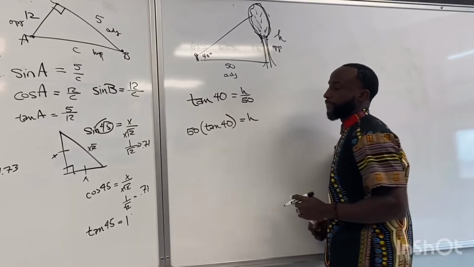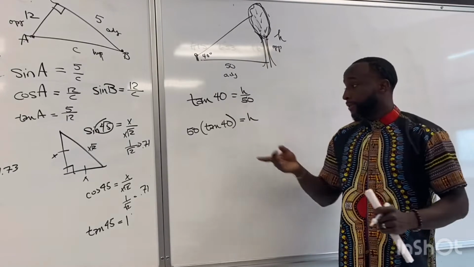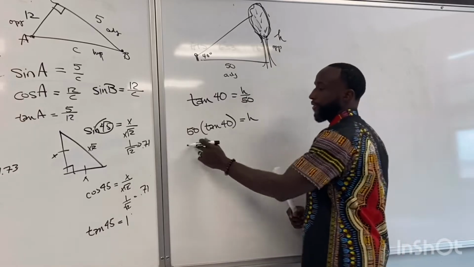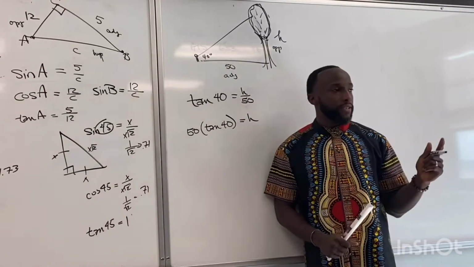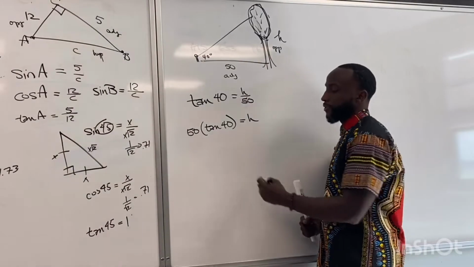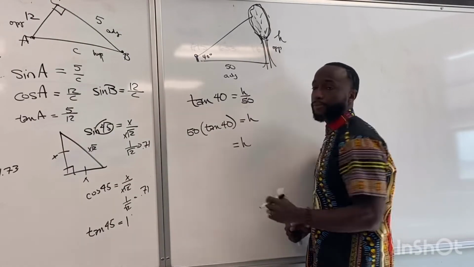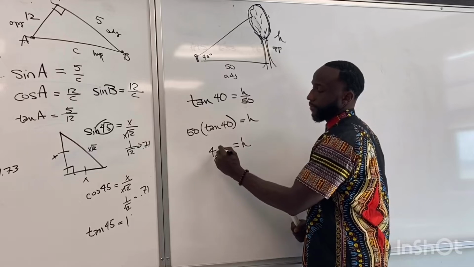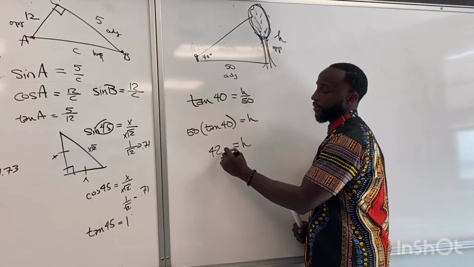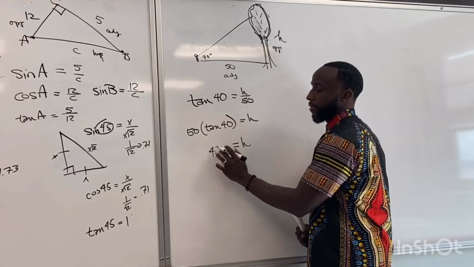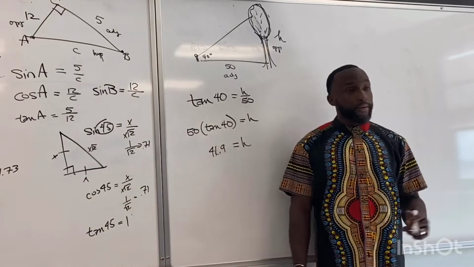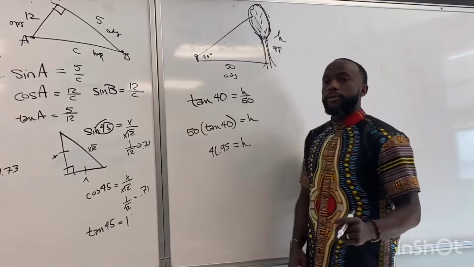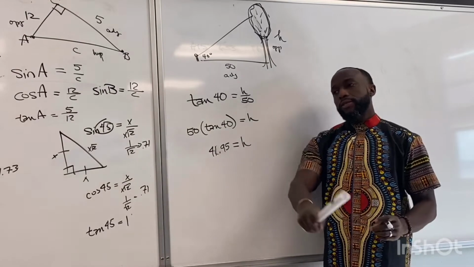So let's put that in the calculator. You're going to put 50, put parentheses, tangent 40. Make sure you have your stuff set in degrees and you're going to round to the nearest hundredth place. H will equal what? You got what? 41.95. Right. Your setting needs to be changed to degrees.